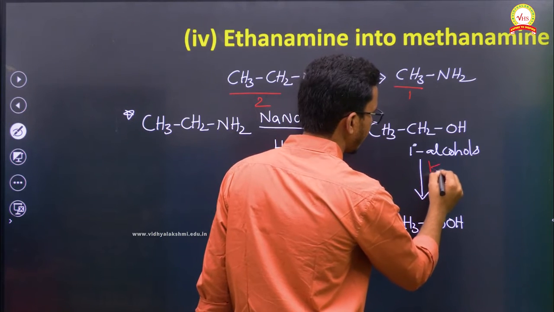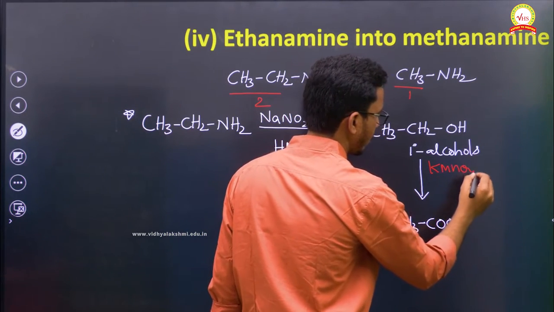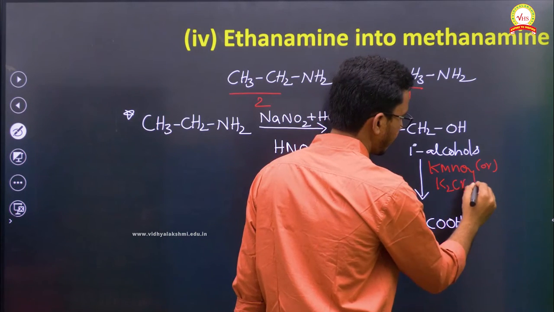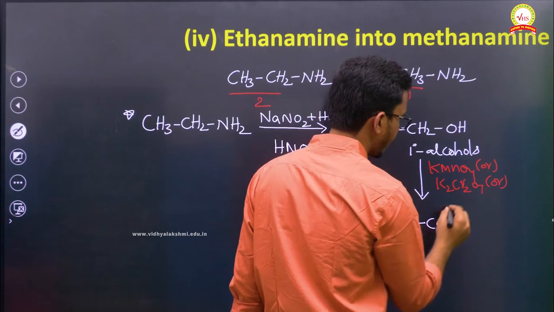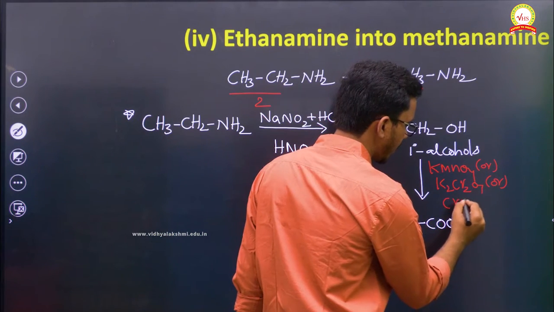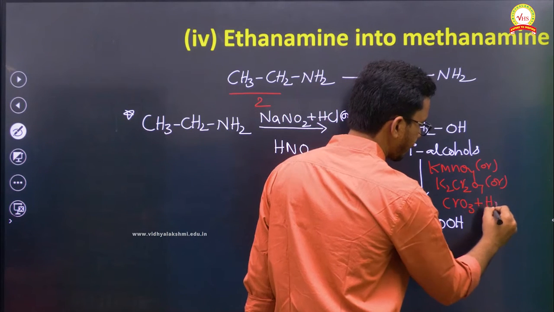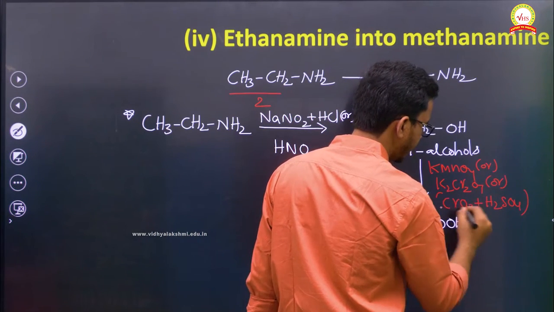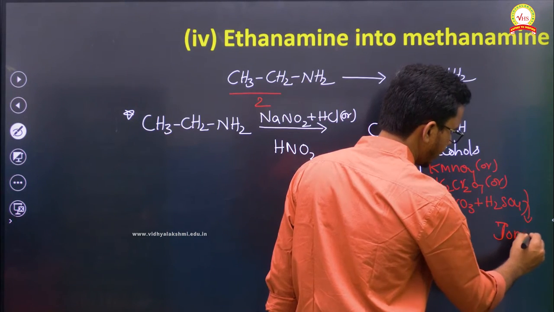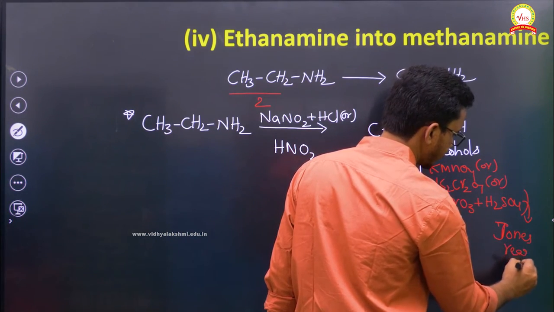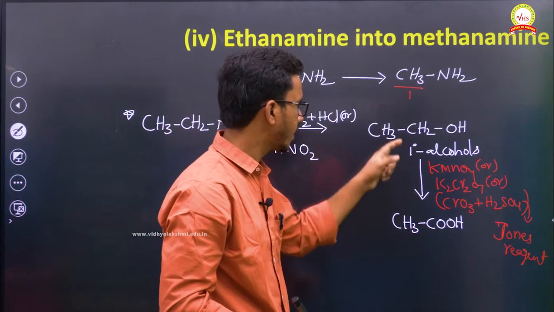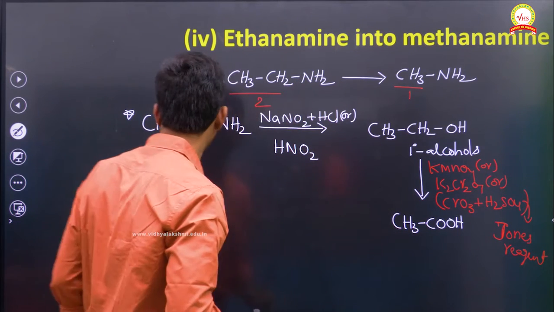We can take KMnO4, or you can also take K2Cr2O7, or you can also take acidified chromium trioxide, known as Jones reagent, that is CrO3 plus H2SO4. This reagent is known as Jones reagent. Any one of these three reagents can convert primary alcohols to the respective acids.